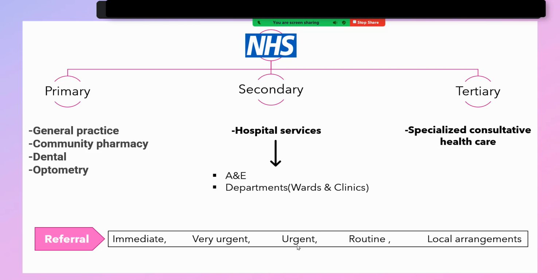In urgent referral, it is the referral within 2 weeks. The patient should be seen within 2 weeks, not after 2 weeks. No, within 2 weeks. And this is the standard for what? For suspected cancer cases. If you suspect cancer, you refer the patient urgently within 2 weeks to the specialist or to the multidisciplinary team. Okay?